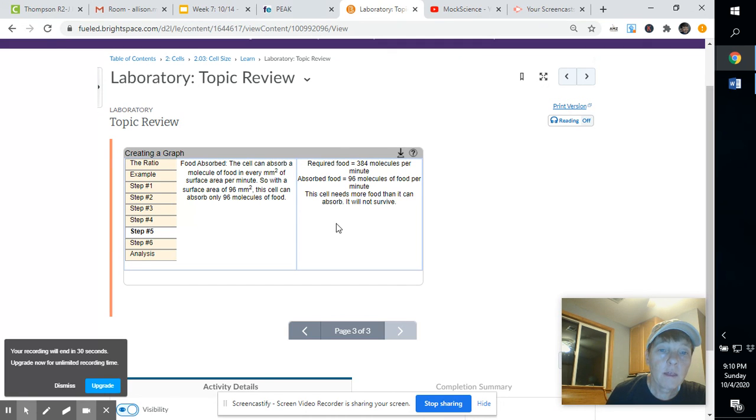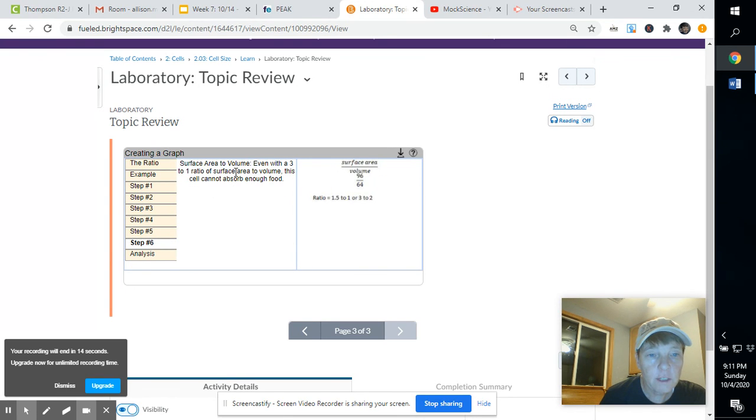So the bigger the cell gets, the more surface area it needs, and it can't. So that's why cells stay very, very small, because it's a limiting factor for that cell. It keeps it small because it can only get so much food. So the surface area to volume, even with a 3-to-1 ratio, this cell cannot absorb enough food. So when you analyze this, it says as a cell gets larger, the surface area to volume ratio gets smaller.